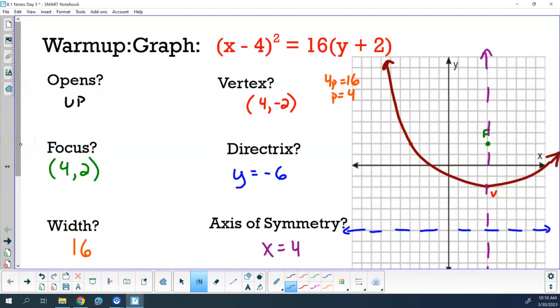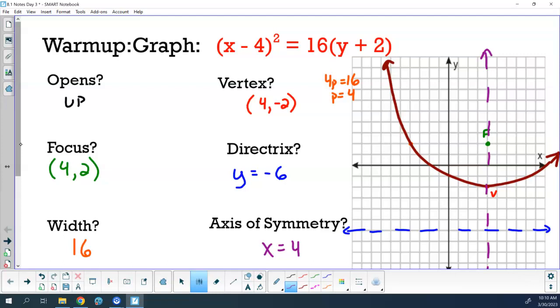Agree with all of that? Then that's what your picture should look like. Yes, remember you need the vertex labeled, or not labeled, but at least with a V. You need focus, axis of symmetry, directrix, and the graph. So 5 things on your graph.